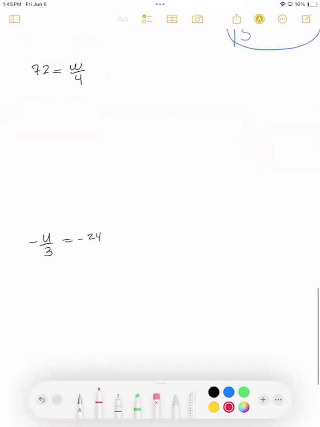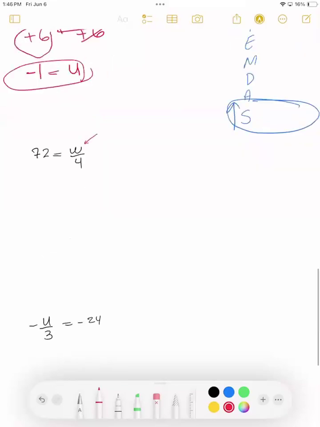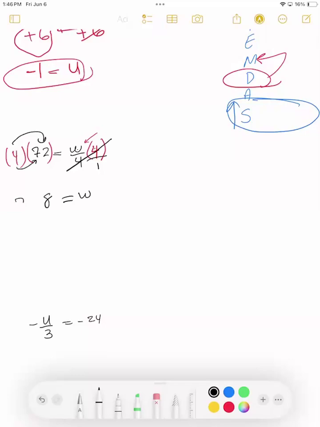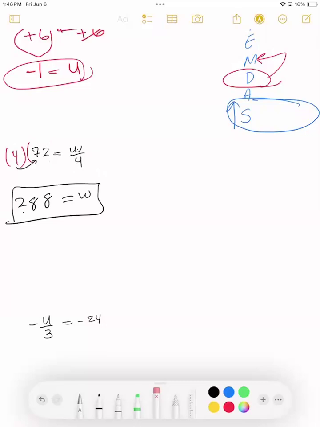I want to isolate w. To isolate w, I have a division. What is opposite of division? Multiplication. So I multiply this side by 4, and I multiply this side by 4. So what happens when I multiply this side by 4? This 4 and 4 cancel each other. I get a w by itself. 4 times 2 is 8. 4 times 7 is 28. The answer is 288.